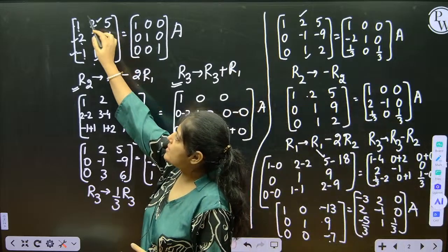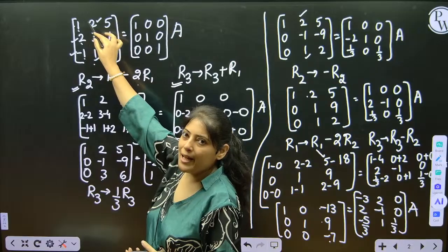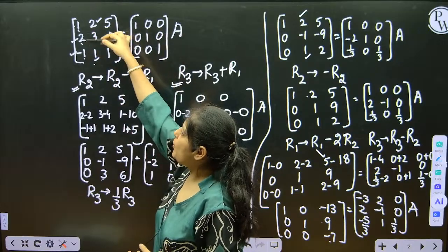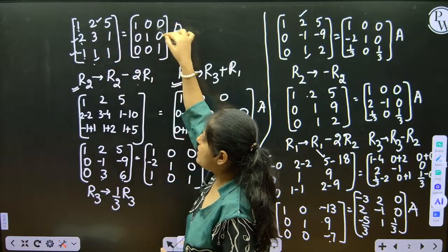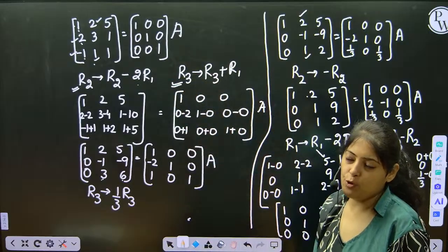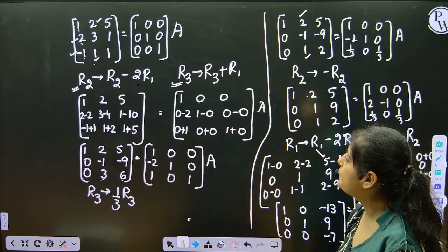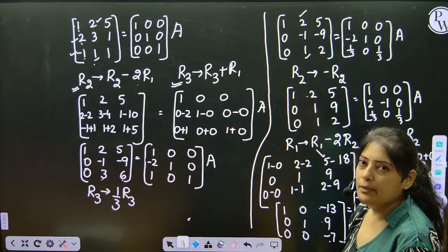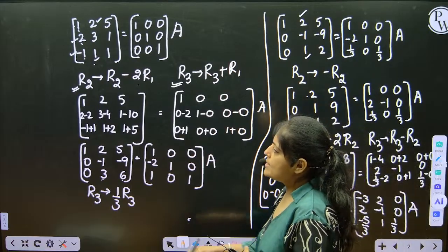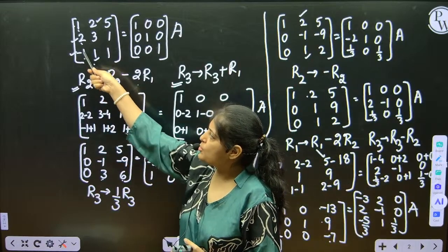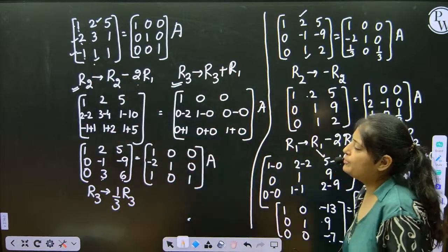This matrix I have to make as identity. Whatever operations I apply here, those transformations I have to apply on the right side also. Same transformations we have to apply. So as I said, make these zeros first. It will be easy for you.